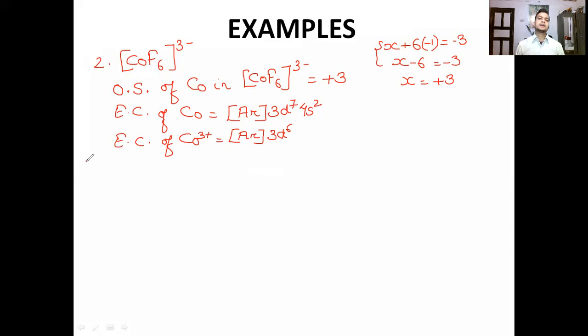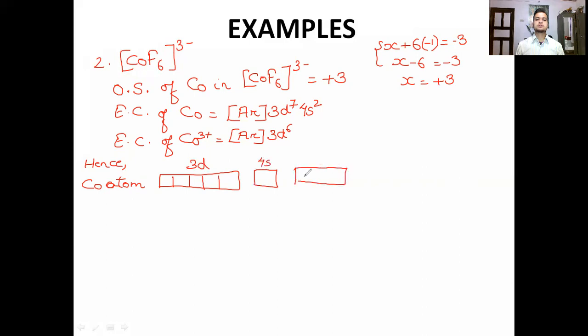Hence, now we just need to draw it again. First we will draw for the cobalt atom. The cobalt atom will be 3d, then next will be 4s, and this will be 4p. Now 3d7 4s2: 1, 2, 3, 4, 5. Always follow Hund's rule. First always put electrons singly in the orbitals and then only pair them up. 6 and 7, and 4s2.